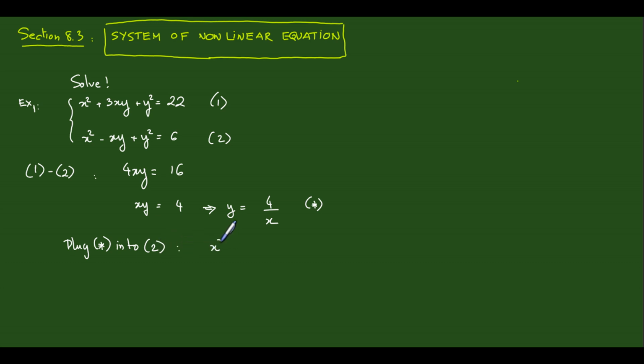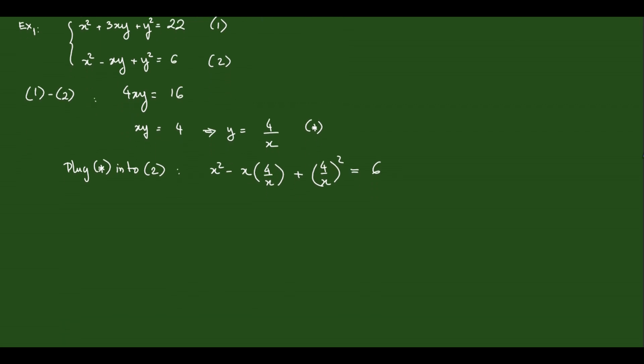Plugging this into equation 2, we have x squared minus x times 4 over x, plus y squared, which will be 4 over x all squared, equals 6. Is that correct? Yes, hopefully I don't have any careless mistake. From here I can cancel this out, so I will have x squared minus 4 plus 16 over x squared equals 6.